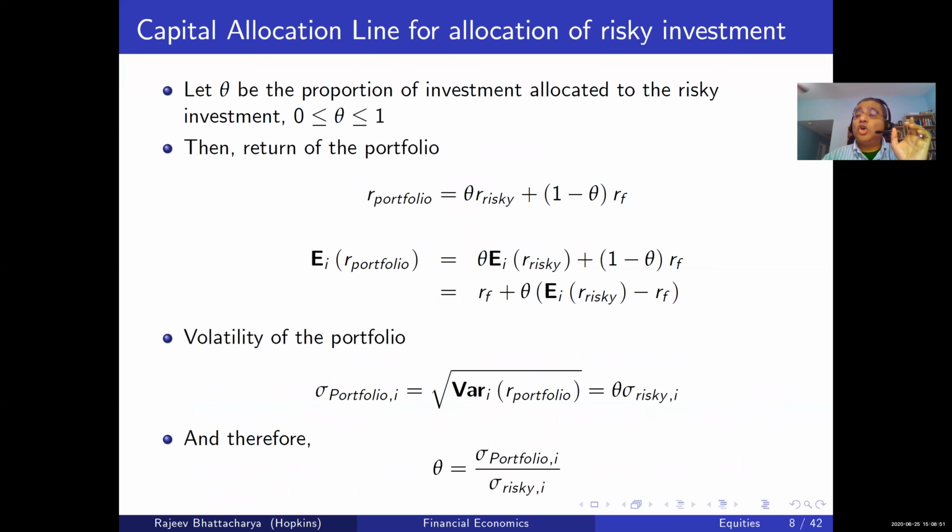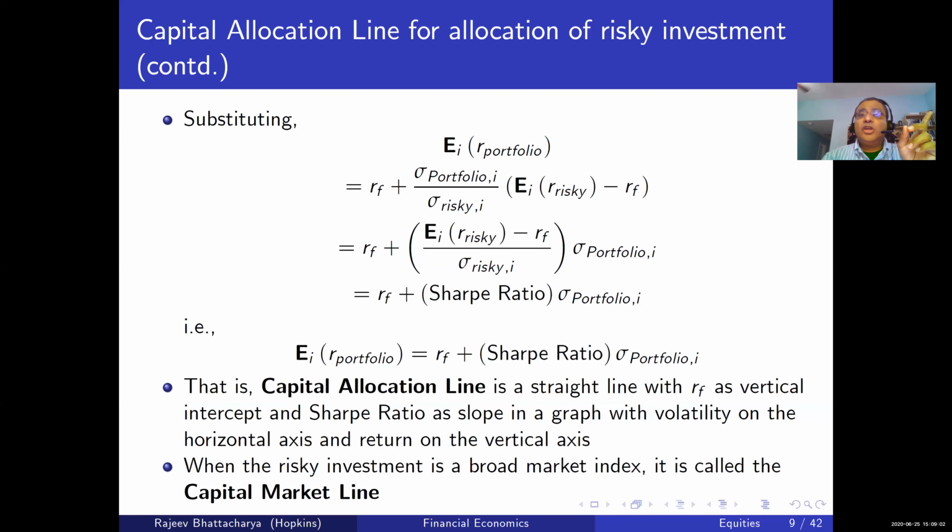So for instance, if your portfolio consists of just Apple and the T-bill, then theta is the proportion of your investment that you're putting in Apple. The capital allocation line for Apple will be the risk-free asset with a straight line which has the Sharpe ratio of Apple. For Google, the capital allocation line has the same vertical intercept, because the risk-free asset does not change from security to security. But the slope will be the Sharpe ratio for Google.